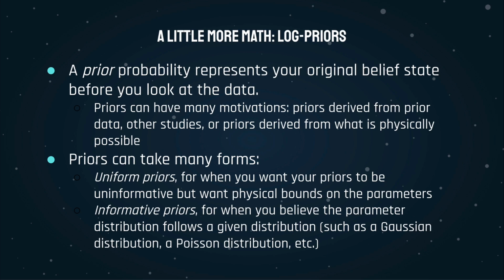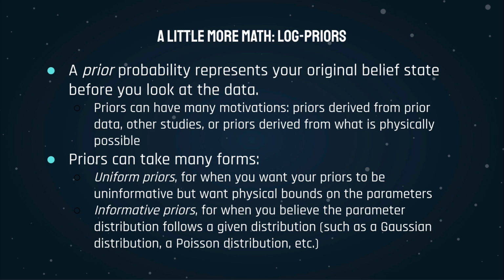In that case, it might be helpful to assign a Gaussian prior to this planet's period of the values the paper found, with a mean of 10 days and a standard deviation of 0.1 days, which is what they found earlier. And so what a Gaussian prior means is you believe that the parameter distribution should follow a Gaussian distribution, or your original belief is that the parameter distribution follows that Gaussian distribution.